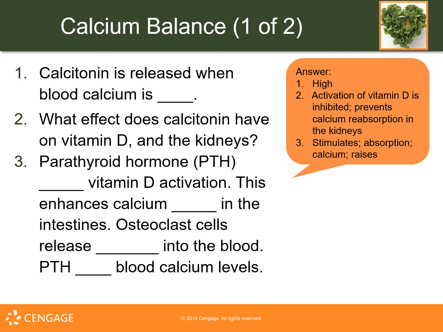Three, the parathyroid hormone, known as PTH, stimulates vitamin D activation. This enhances calcium absorption in the intestines. Osteoclast cells, which are a certain kind of bone cells, release calcium into the blood, and then the parathyroid hormone, or PTH, raises blood calcium levels. So we have two feedback systems here, one when calcium is too high and one when calcium is too low.